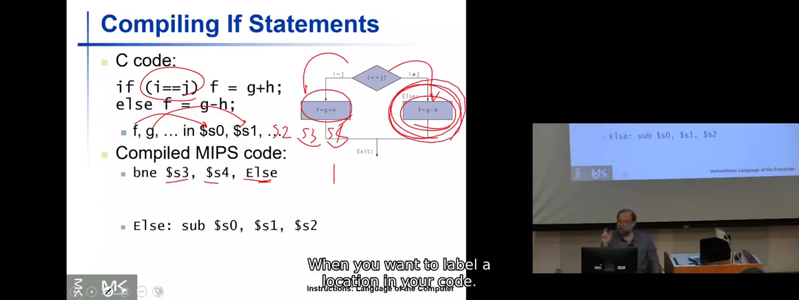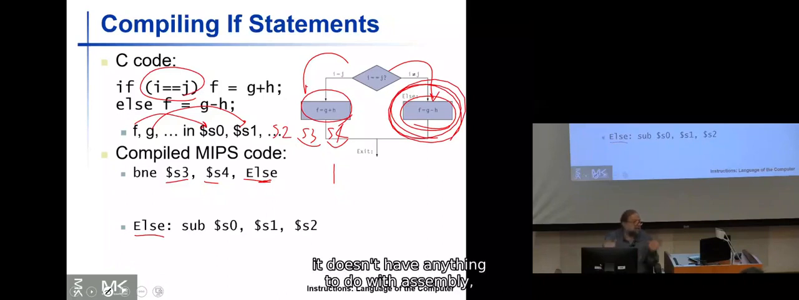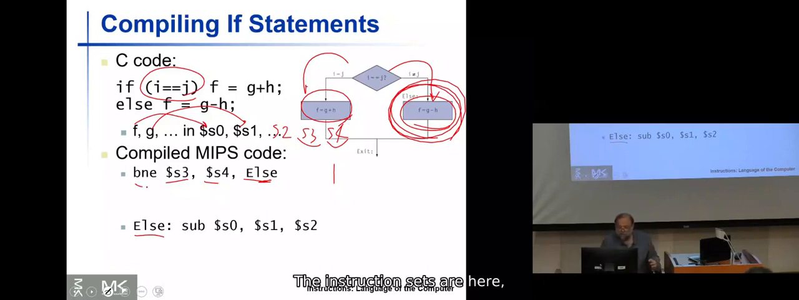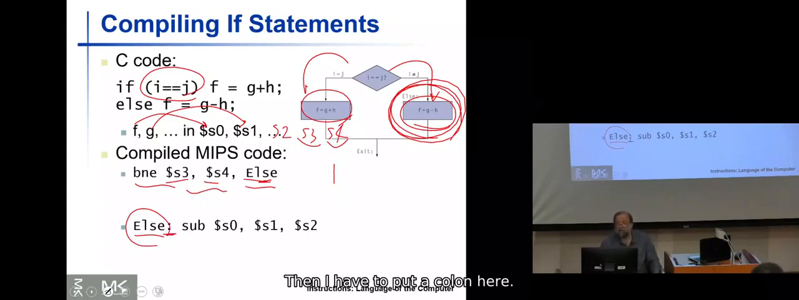So this is else. When you want to label a location in your code, you put a label, and then a colon. For example, here I put else. You could put anything you want. It is a label. It doesn't have anything to do with the instruction set. The instructions are here, but this is the label. I just put else. You could put something else, for example, another pass, another place, whatever you want. This is the label, and then I have to put a colon here.